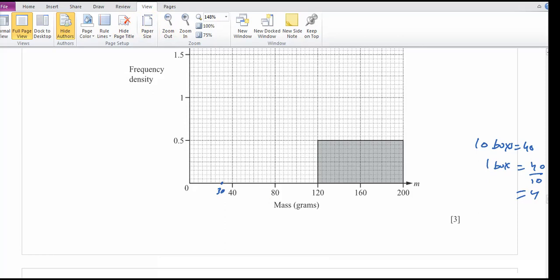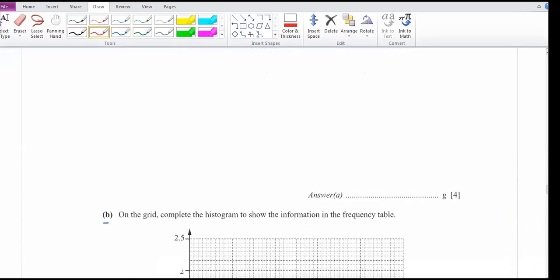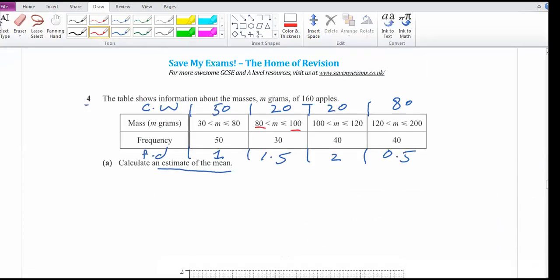Now, what is the frequency density for that one? Frequency density for that one is 1. We already calculated. So what I will do, I will make a straight line from here till 1. And from 80, we'll make a straight line till 1. And now we'll complete this box. This is the first one. We completed it. Then the next one is from 80 to 100.